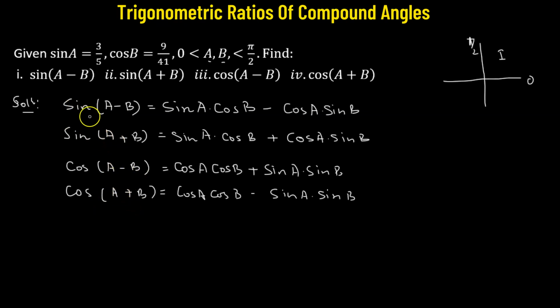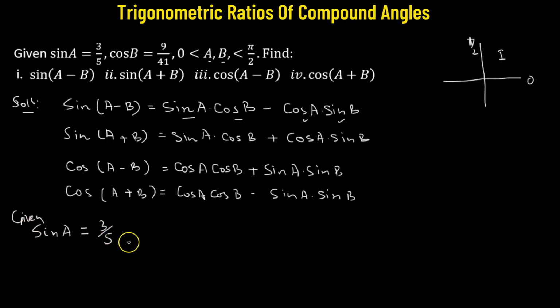So let's begin by finding the value of sine A minus B. Now here we have been provided with the value of sine A as well as cosine of B, but we'll need to find the value of cos A and sine B. To do that, we'll begin with sine A. So here we are given that the value of sine A is equal to 3 over 5.